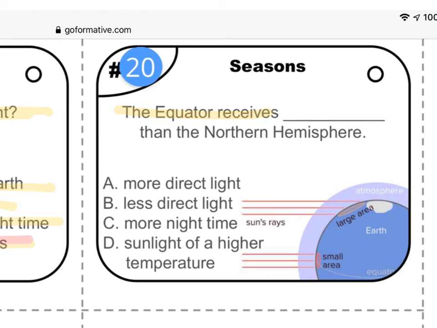The equator receives what than the northern hemisphere? More direct light, less direct light, more nighttime, or sunlight at a higher temperature? And notice, here's the northern hemisphere, and here's the equator. And it receives, the answer is more direct light.